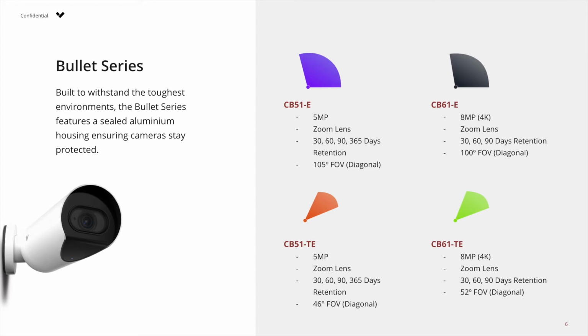Again, looking at the specs, you'll find a lot of similarities here, especially with the CB51E and CB61E, that 5 megapixel and 4K options, similar retention as well. You'll notice a big difference here, though, with the CB51TE and CB61TE. What we've done with these cameras is we've increased the focal length from 2.8 millimeters to 8 millimeters on a standard bullet, out to 8 millimeters to 20 millimeters on the telephoto. What this is going to do is narrow your field of view, but give you much greater detail at range. So you might use these cameras for a long parking lot or areas of interest that extend far away from the building or surface the camera is mounted on.